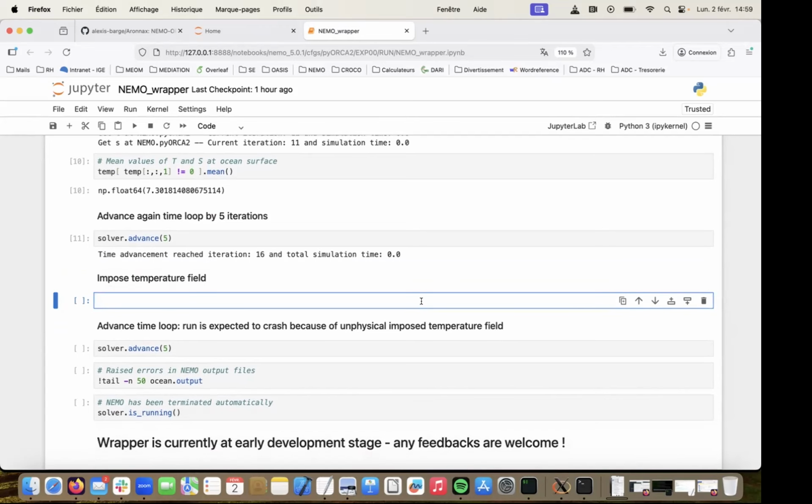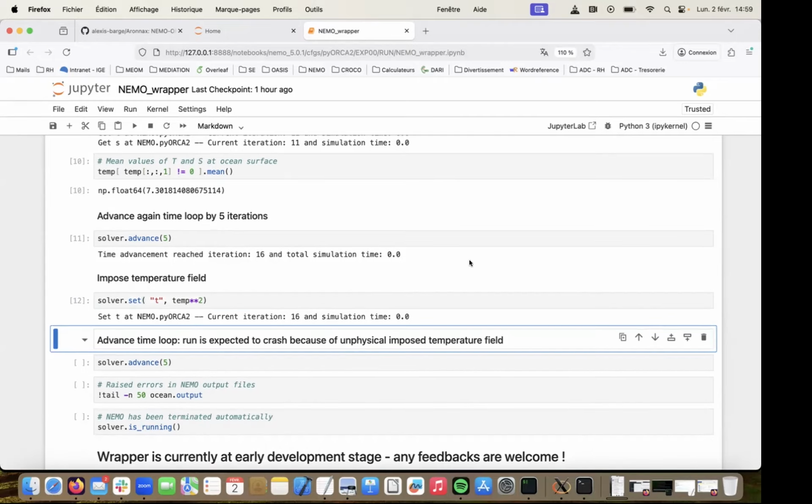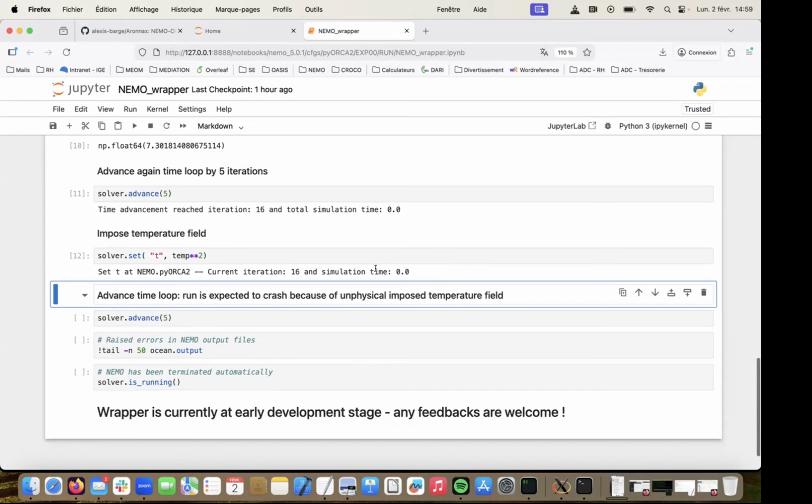And now we will see another feature of the wrapper, the possibility to impose a field coming from Python to NEMO, with the function not get but set. Here again, we specify the keys that correspond to the field we want to impose. Here we will impose the temperature field we got at iteration 10 multiplied by 2, and we impose it at iteration 16. For the moment, nothing happened, NEMO has just been updated.